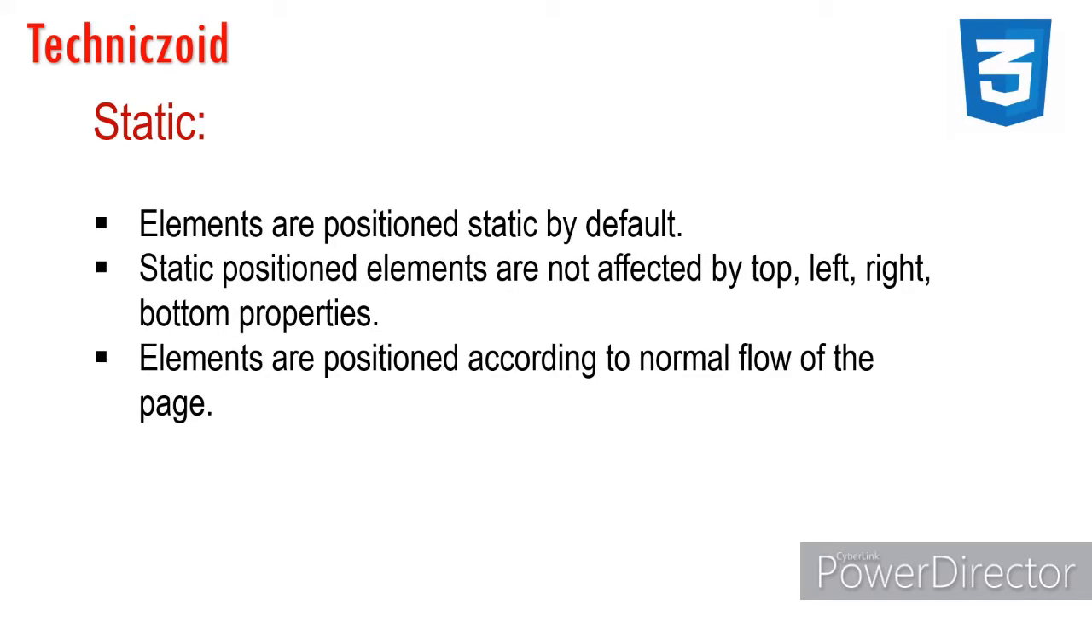The first method is static. HTML elements by default are positioned with the static value. Static positioned elements are positioned according to the normal flow of the page, and static elements are not affected by the top, left, right, and bottom properties.